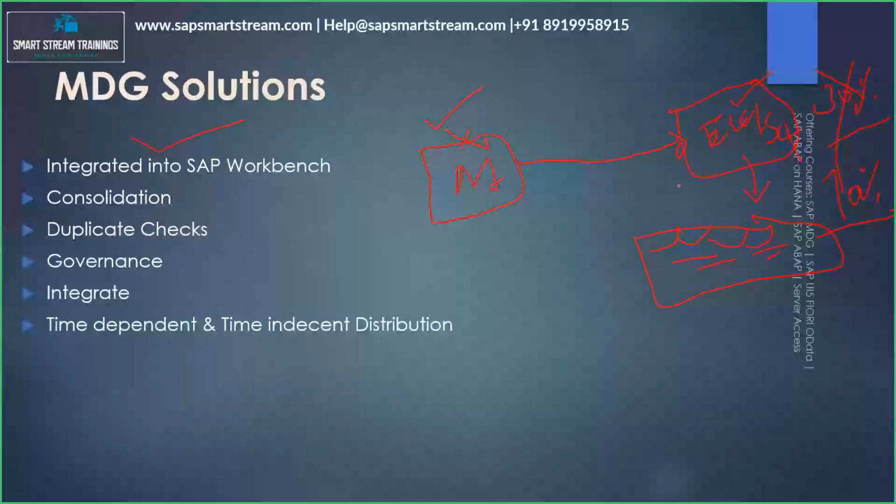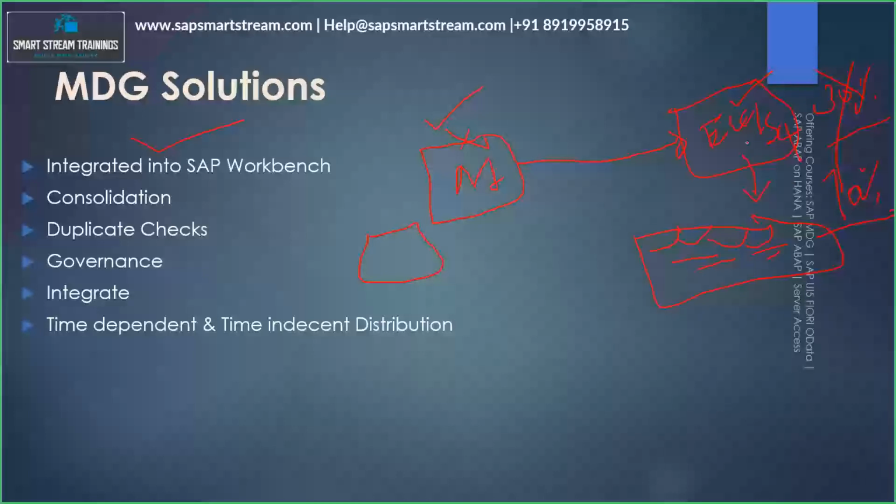If you open MDG, the same screen opens here, but the UI is different. Here it is the GUI system, there it is NWBC. So there is a different UI, but the backend logic would be the same. The same logic they implemented here. That is the reason it is integrated to SAP Workbench. This is SAP Workbench, and the same logic was implemented in the MDG system.